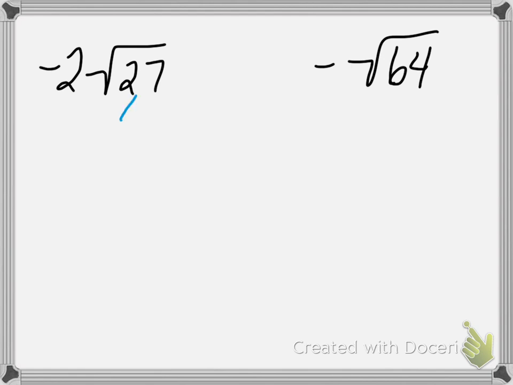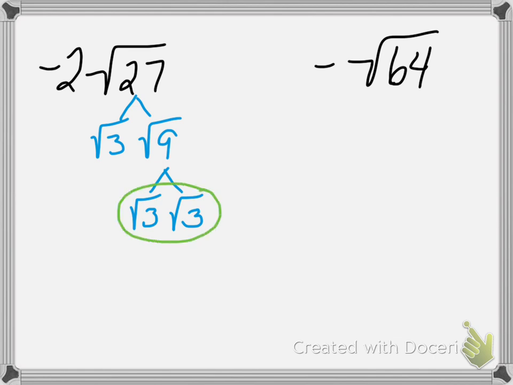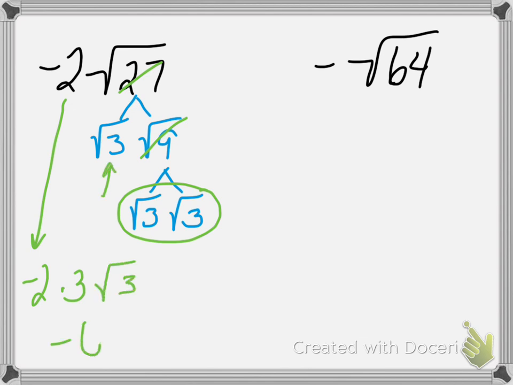So 27, I break that down into, well, it's not even, but I know 3 goes into it. So radical 3 times radical 9. Oh, look, radical 9, perfect square. That's radical 3 by radical 3. It's a perfect square. So this 3 comes out. The negative 2 I've got to drop times this 3 that comes out. That's gone, that's gone. That stays inside. So that's negative 6 radical 3. And what I mean by stays inside is it stays eradicated.